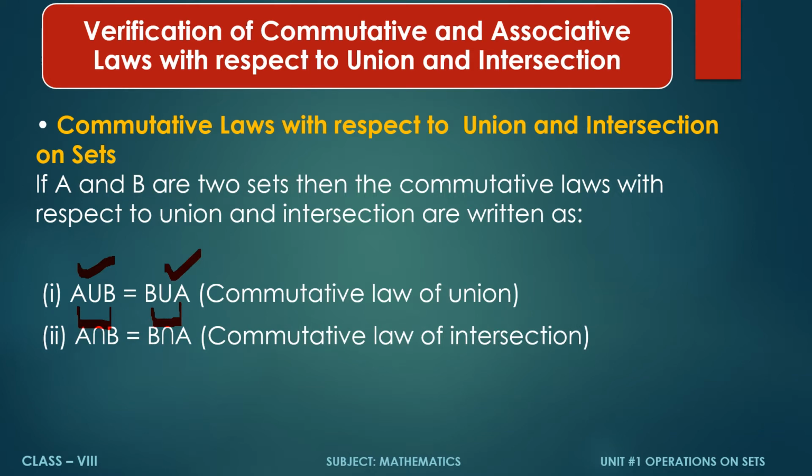Similarly, A intersection B is equal to B intersection A. This is the commutative law of intersection. Either we take the common elements of A and B or of B and A, both are the same.